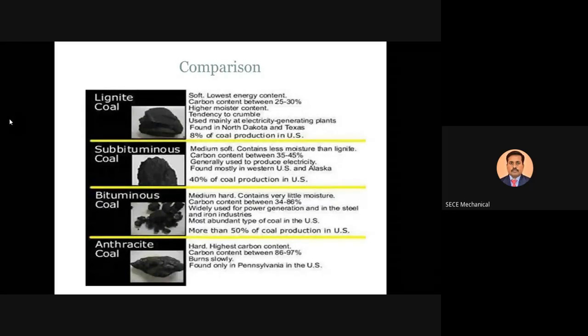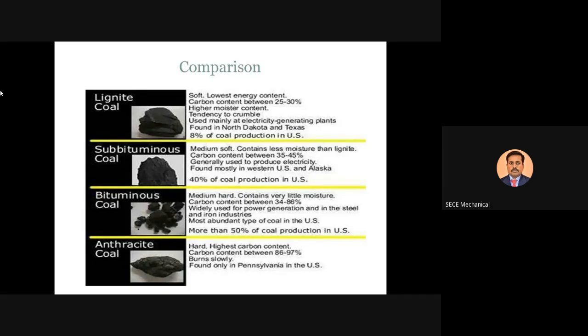Lignite coal is a soft coal with the lowest energy content, carbon content between 25 to 30%, and higher moisture content. So you have to remove the moisture with the help of coal dryers. Coal dryers are used for lignite coals, which tend to crumble, and it is used mainly at electric generating plants. Normally in our Neyveli areas and some other countries, this coal is available. In the US, about 8 percent of coal production is lignite.